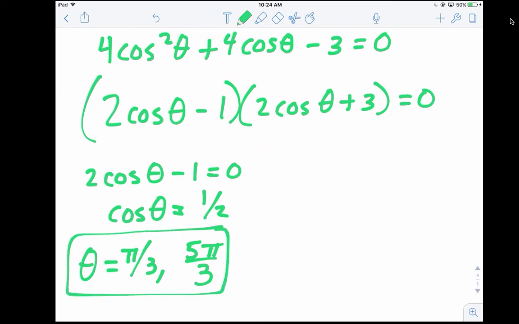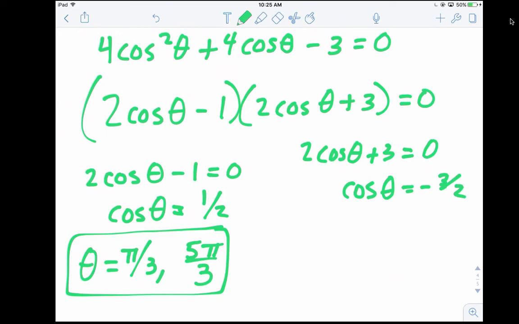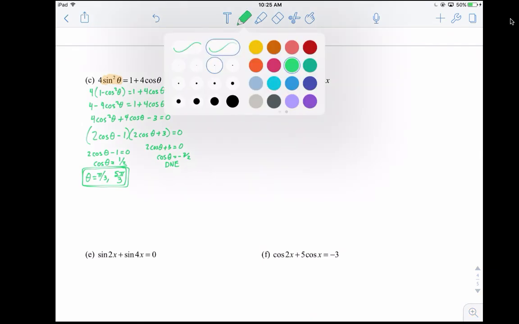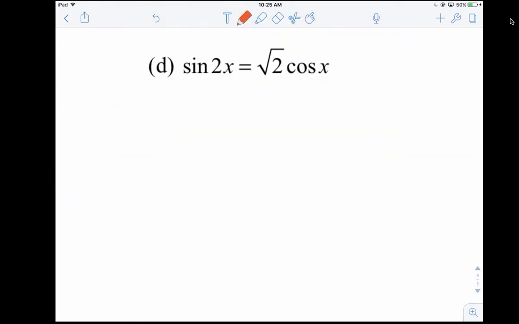Okay, and then the second one, you have 2 cosine of theta plus 3 is equal to 0. So where does cosine equal negative 3 over 2? If you guys remember, the range for cosine is actually from negative 1 to 1. So there's no value on the unit circle where it equals negative 3 over 2. It's not inside that range, so this would be a does not exist. That tells me that my only answer is those two solutions there. Okay, moving on to the next one.